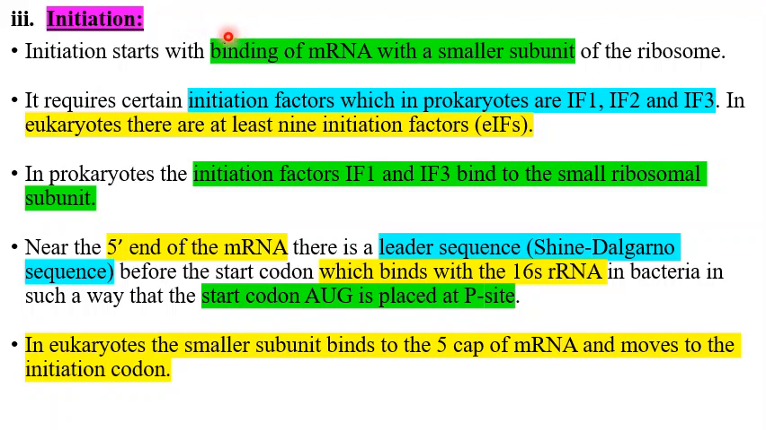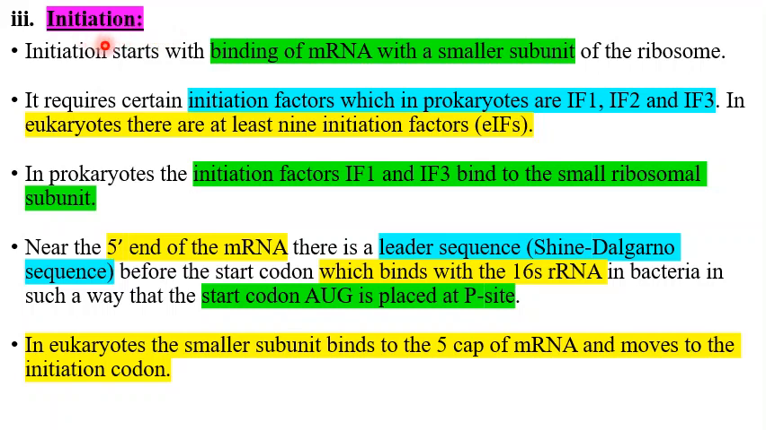So now before we go into the details of initiation, you know that it occurs in three basic steps. There are three basic steps for initiation. You must remember: first, binding of the mRNA to the smaller subunit. Second, binding of the initiator tRNA at the P site. Third step, that is binding of the larger subunit with the smaller subunit.